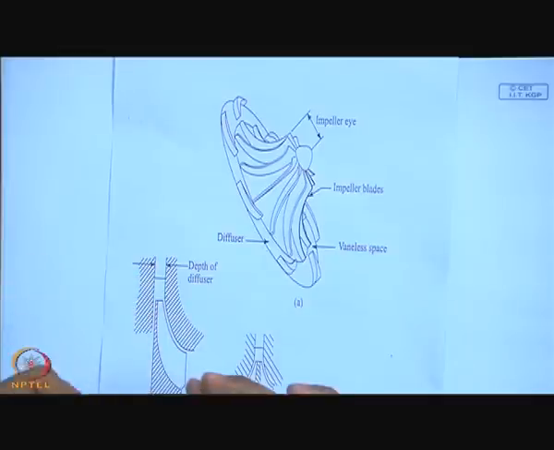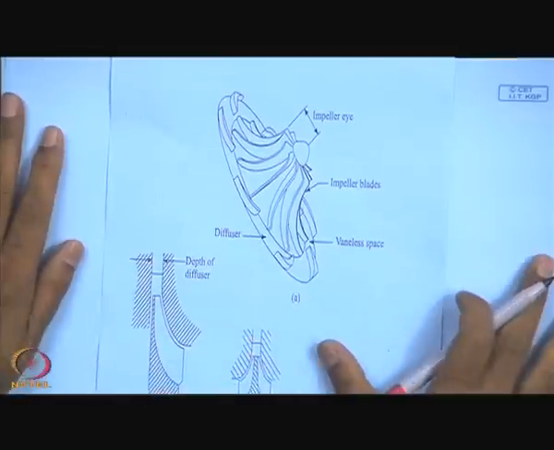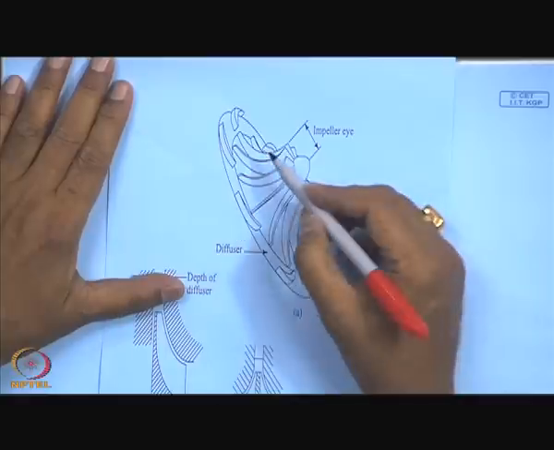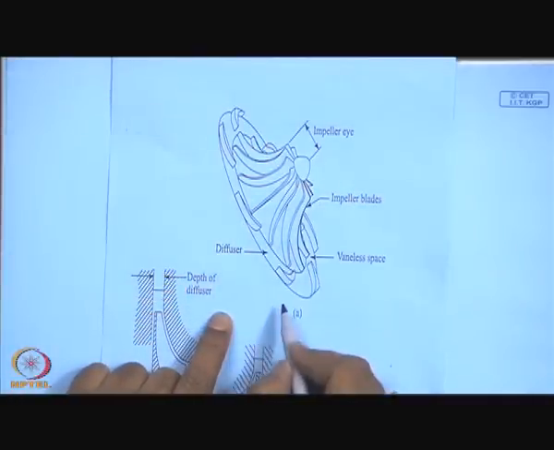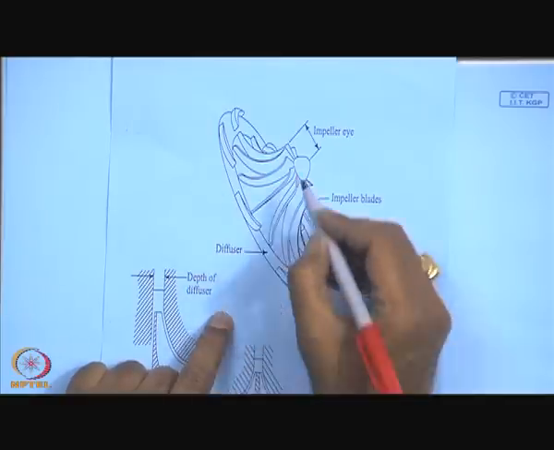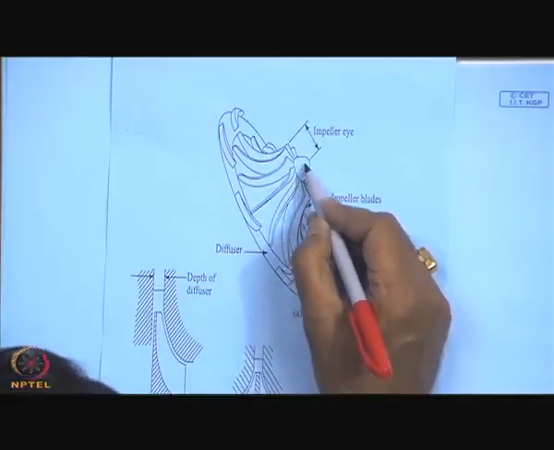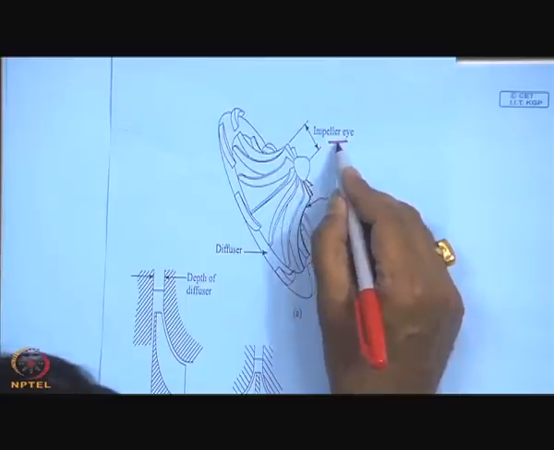You see, this is the impeller, which looks like a rotating disc. Now, this is the inlet of the impeller. This is known as the impeller eye.